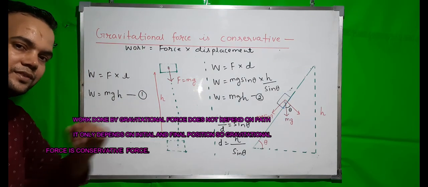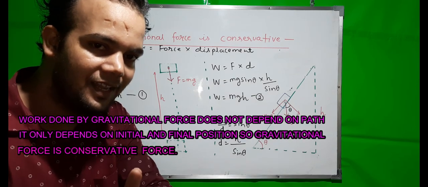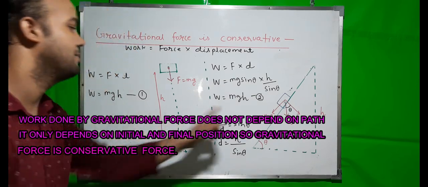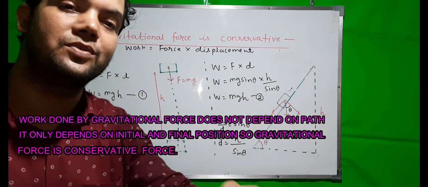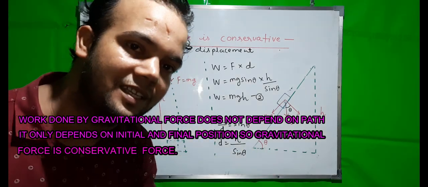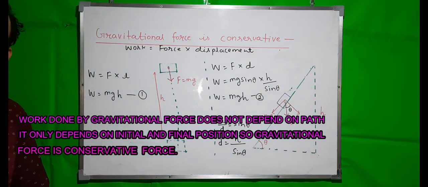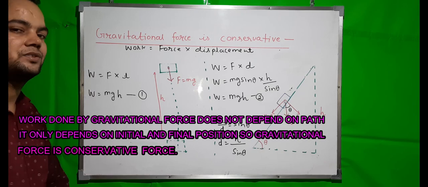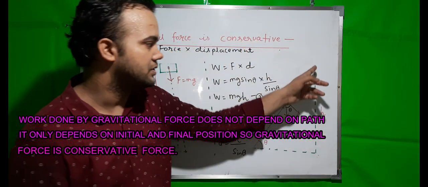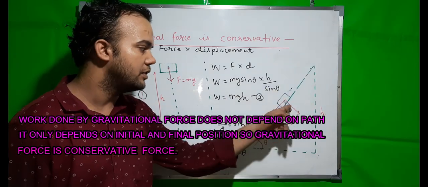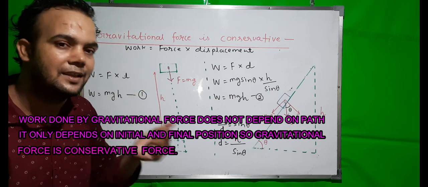So what does it prove? On changing the path, is the work done still the same or different? It is the same in both cases. The gravitational force is doing the same work in both cases. Now we can say that gravitational force is a conservative force. Work done by the gravitational force does not depend on the path. If you have chosen the longer path, you have also reduced the force. That's why the work done is still the same.